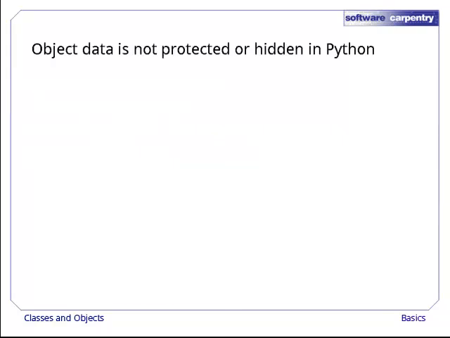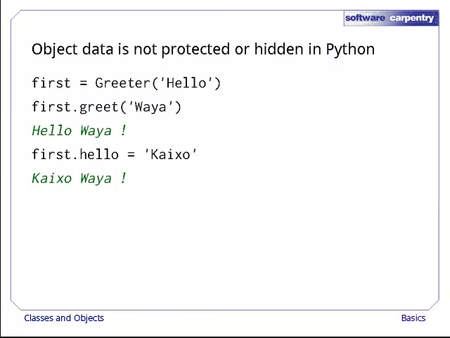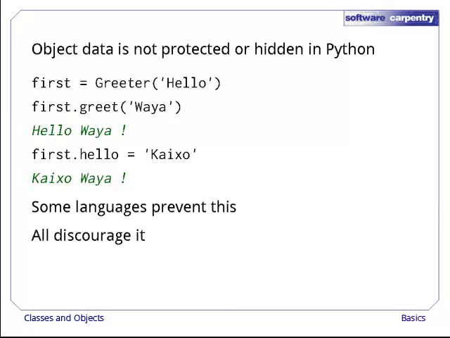Another difference between languages like Python and Java or C++ is that an object's data isn't protected or hidden in Python. It's always possible to get at it from outside the object. This means that even if we construct an object the right way, we can change its member variables later on to change its behavior. Some languages prevent this, so that the only way to change an object is through its methods. All languages discourage it, because it can make programs harder to understand and introduce a lot of hard-to-find bugs.